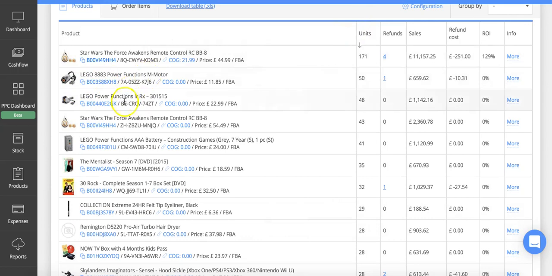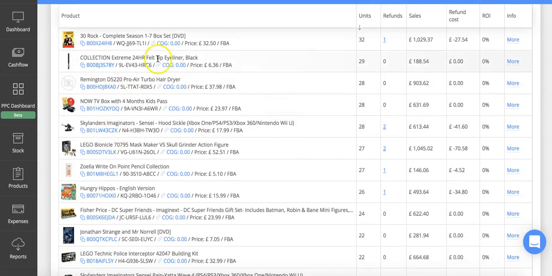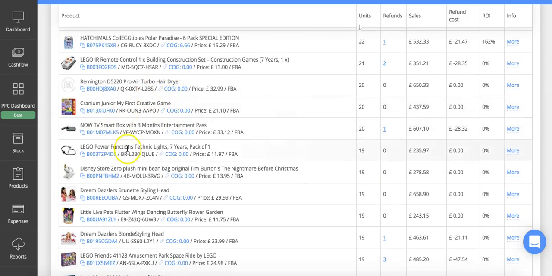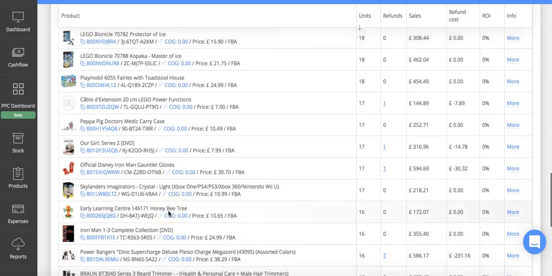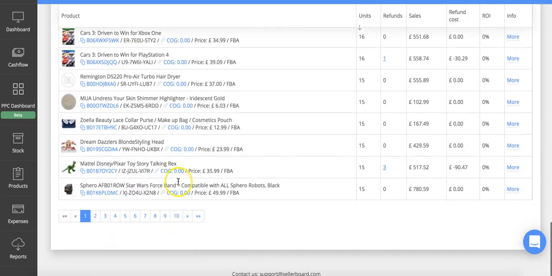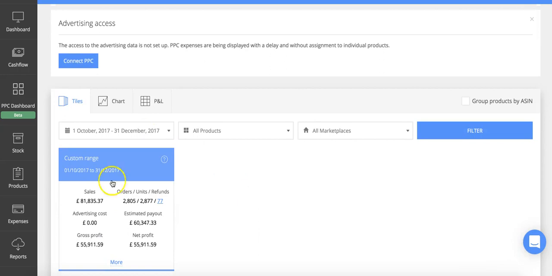And you get to see here, I've got some Lego bits. I've got some DVDs here. I've got a hairdryer and some beauty products, some Skylanders and Legos. Lego, board game, Legos, Lego, like Iron Man gauntlets or something, Razor, a couple of games and some bits and bobs.